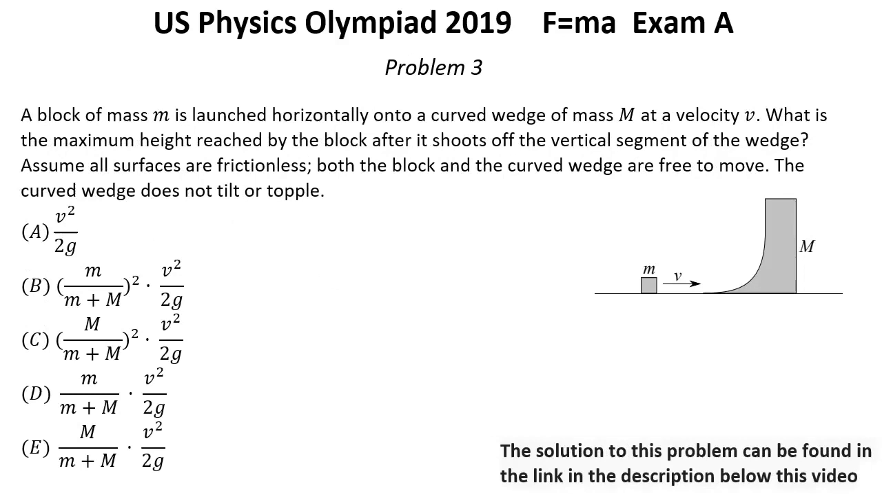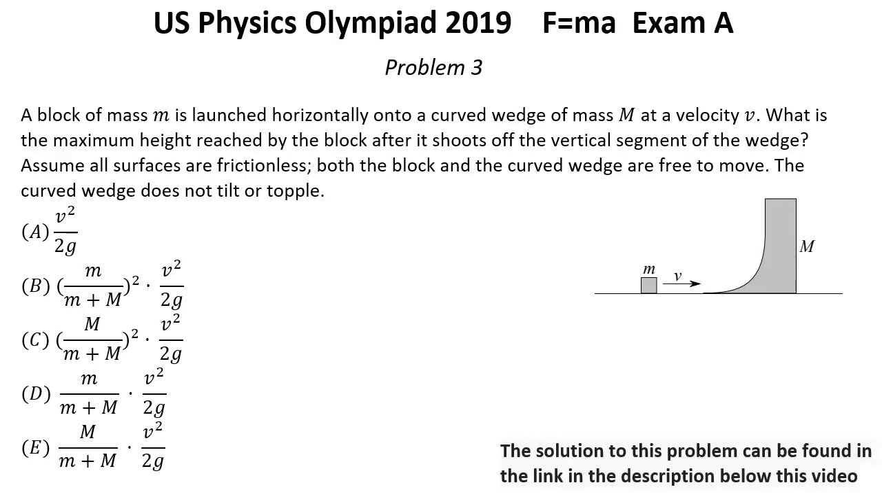Problem number 3. A block of small mass m is launched horizontally onto a curved wedge of big mass M at a velocity v. What is the maximum height reached by the block after it shoots off the vertical segment of the wedge? Assume all surfaces are frictionless. Both the block and the curved wedge are free to move. The curved wedge does not tilt or topple.